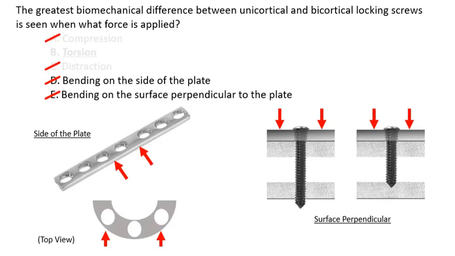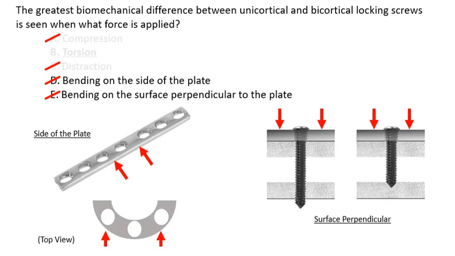In the pictures on the left, a force is being applied to the side of the plate to bend it. You can also see a top view of this force at the bottom of the page. This force does not really depend on the length of the screws because it ends up being distributed around the screw. Therefore, this force does not create much difference in the biomechanics.